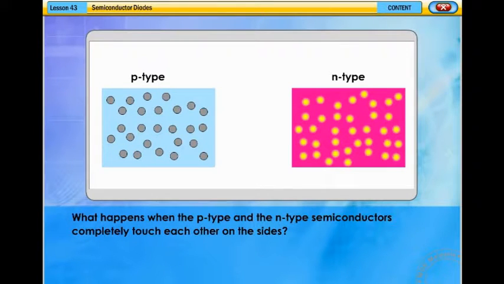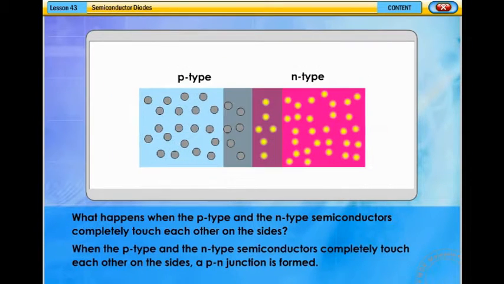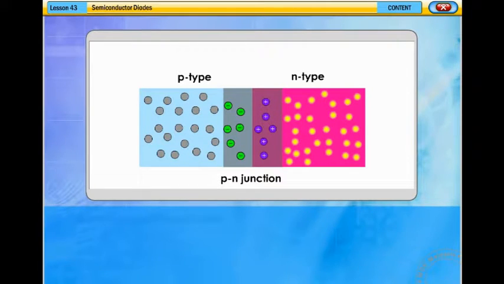What happens when the P-type and the N-type semiconductors completely touch each other on the sides? When the P-type and the N-type semiconductors completely touch each other on the sides, a P-N junction is formed. What happens at the junction?